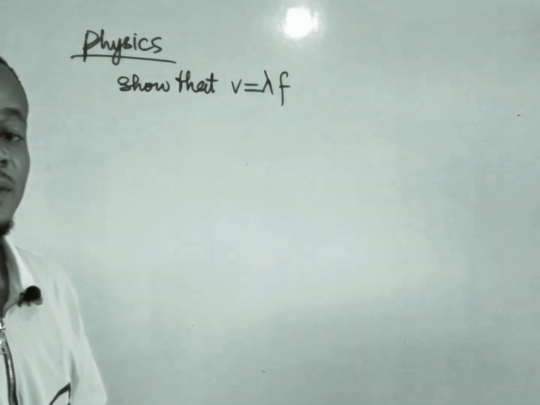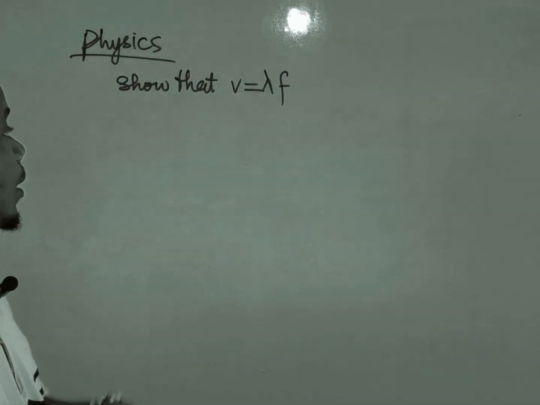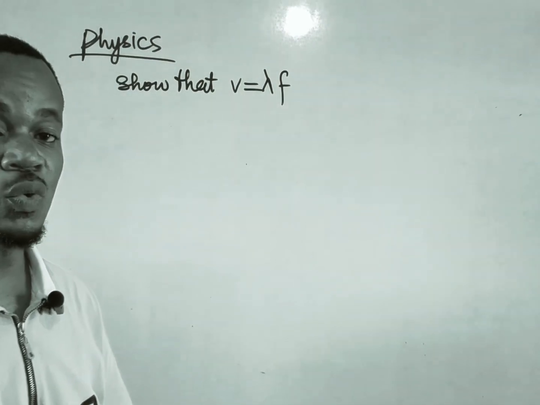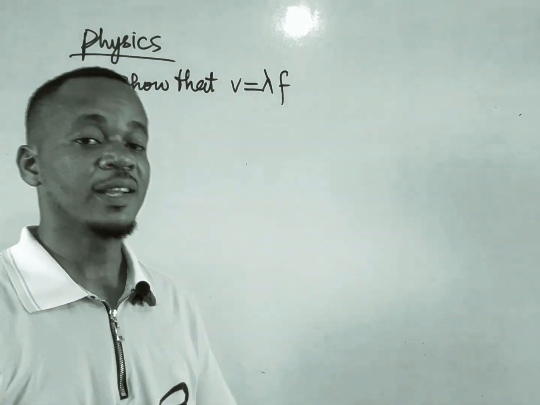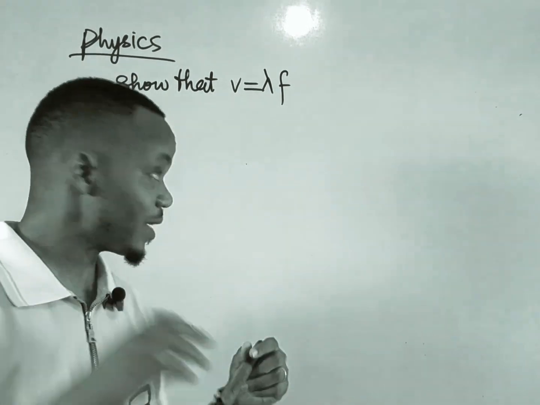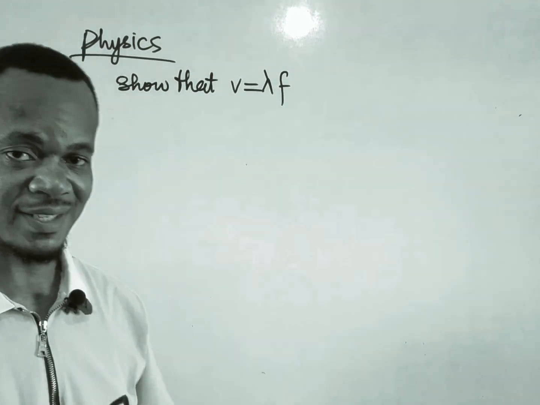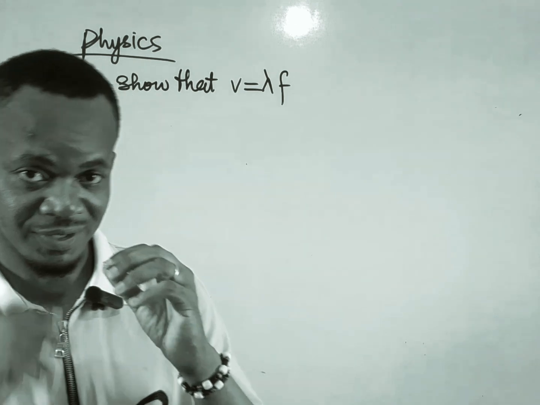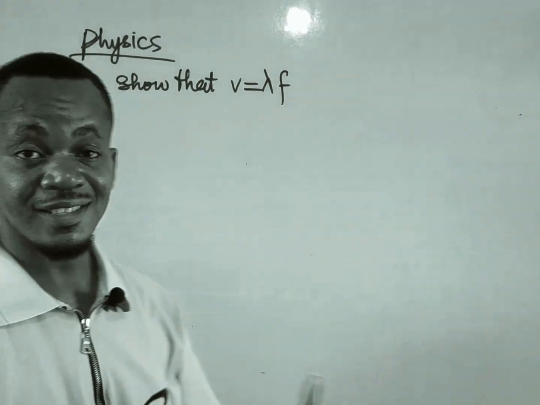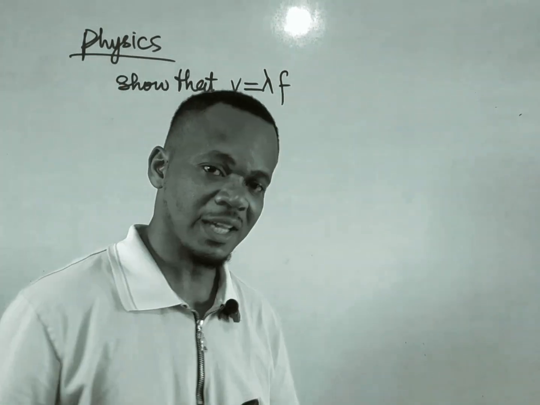All right. We want to show that speed is equal to wavelength times frequency. Before I show you that, I will show you the wave diagram first, because from that wave diagram I will get what I am looking for. Now let me show you the wave diagram.